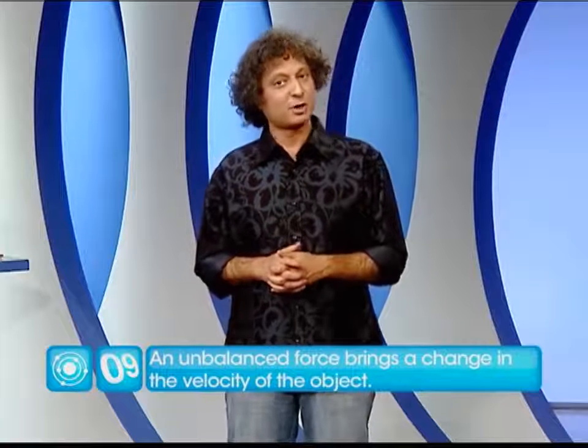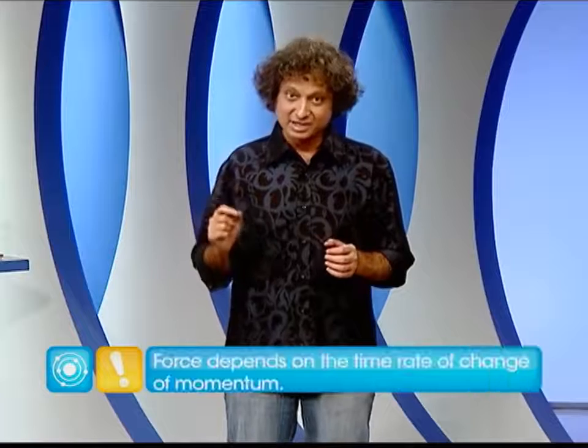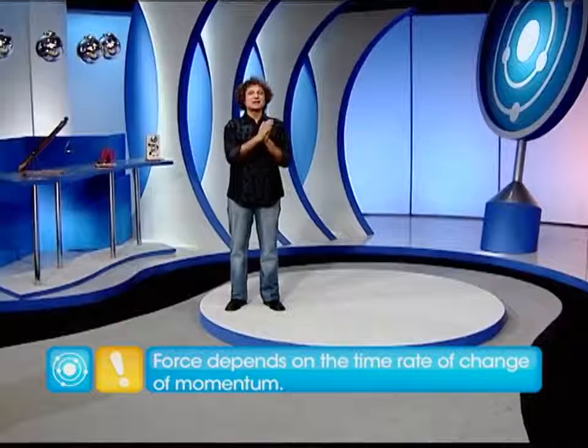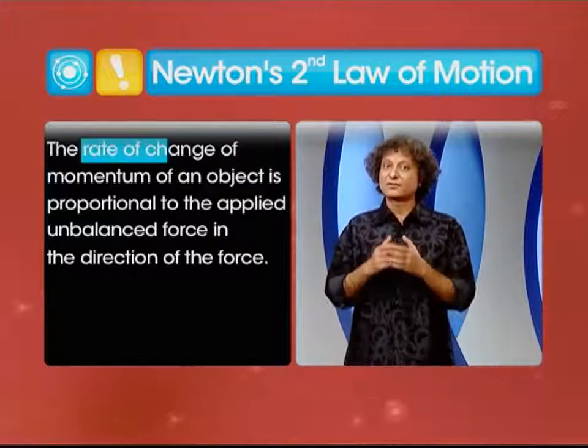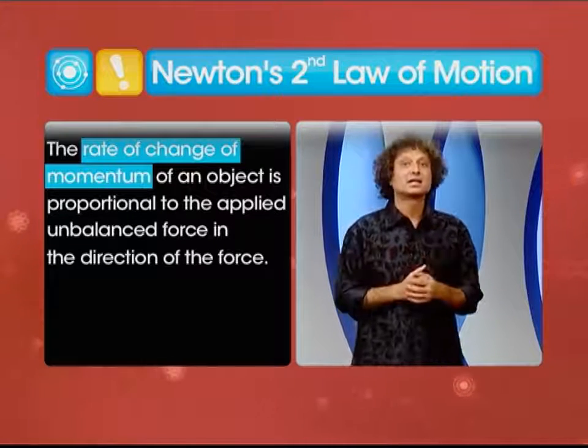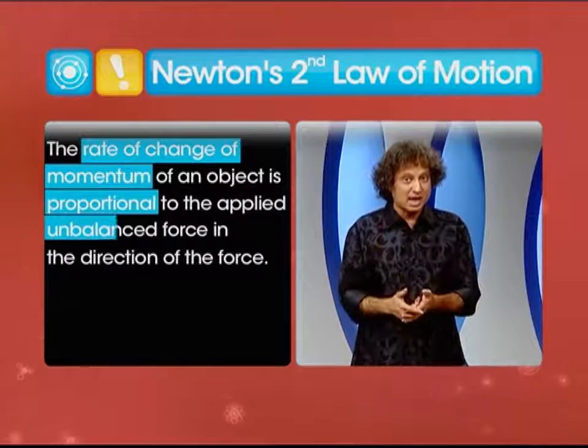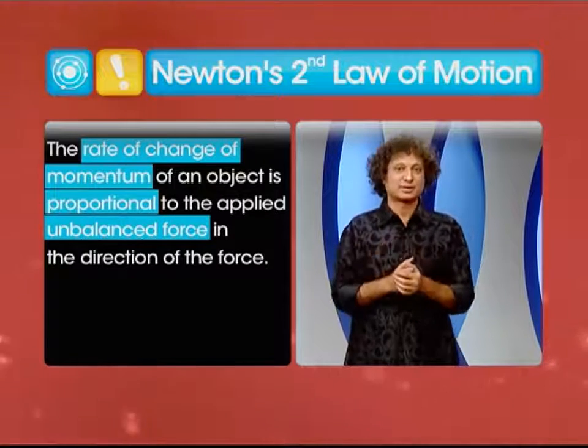Moving on, from Newton's first law of motion, we know that an unbalanced force brings a change in the velocity of the object. Therefore, it is clear that a force also produces a change in momentum. The change in momentum of an object is determined by the magnitude of the force and also by the time during which the force is exerted. Hence, the force necessary to change the momentum of an object depends on the time rate in which momentum is changed. Newton's second law of motion states that the rate of change of momentum of an object is proportional to the applied unbalanced force in the direction of the force.